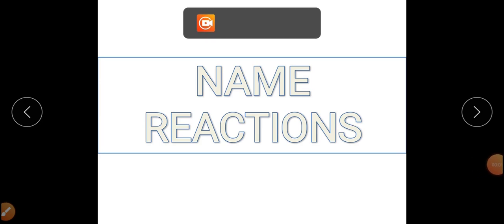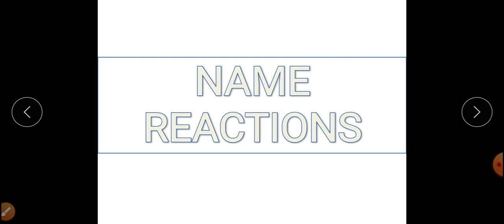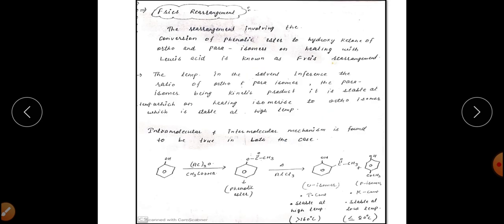Students, today we will discuss the name reactions of the topic aromatic electrophilic substitution reaction. And the first name reaction in the sequence is the Fries rearrangement reaction. So, what is this Fries rearrangement reaction?